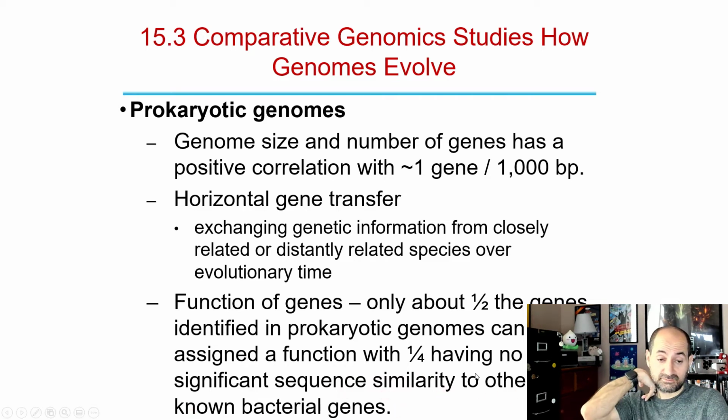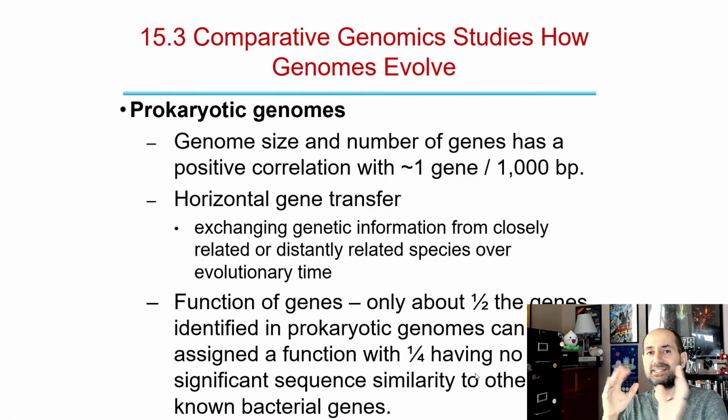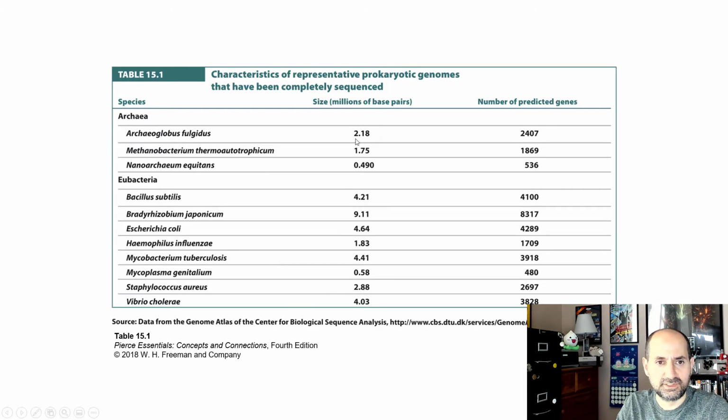So between E. coli and Salmonella, a quarter of those genes don't even have any sequence similarity. So it makes it exceedingly difficult to do comparative genomics. So here you can see different prokaryotes, right? The prokaryote with the fewest base pairs in its genome is this guy. I'm not even going to try to pronounce this guy. Nanoarchaeum equidens. Okay, that wasn't so bad.